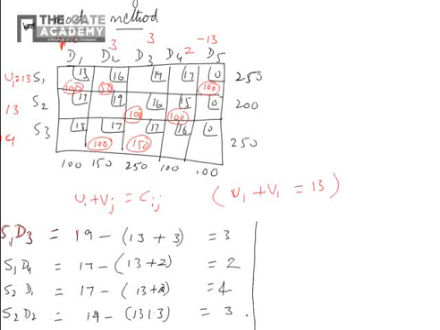So similarly calculate for s2 d5. s2 d5 is 0 minus 13 minus 13 is equal to 0. Calculate s3 d5. 0 minus 14 minus 13 is equal to minus 1. Here we are getting a negative value.